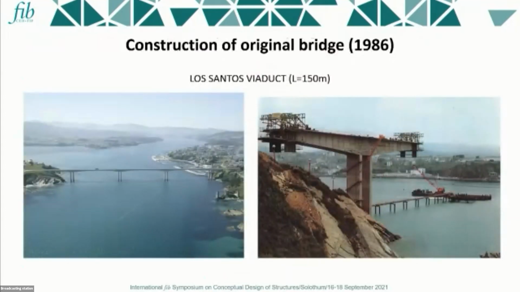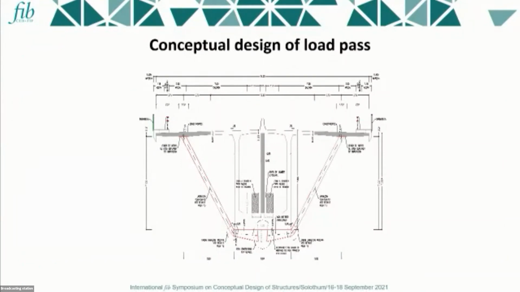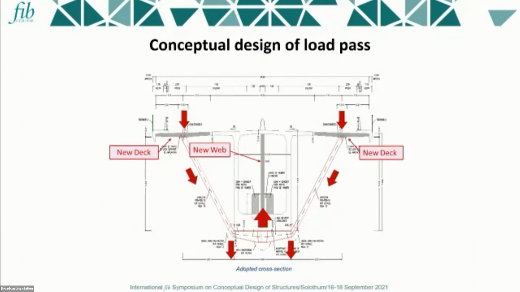So this bridge was built in 1986, by the 150-meter cantilevering method, and they widened the bridge. How? This is a solution, and the new construction weight goes through the strut, and finally the load is carried by the new web. So how do they do that?